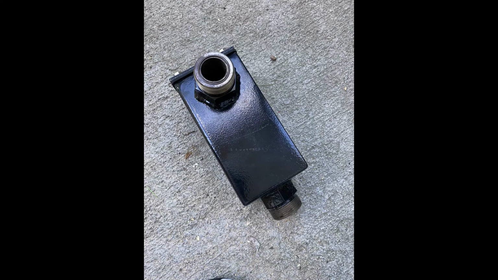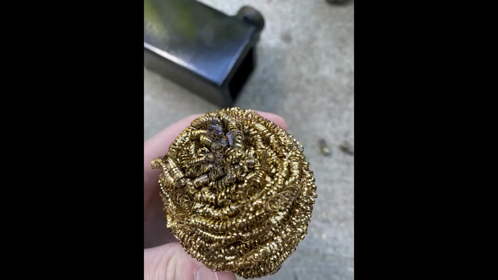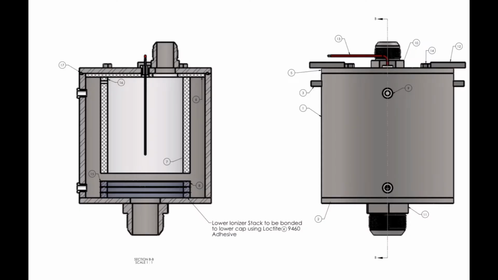As you can see here, this is the current design that Ingersoll Rand uses. It is essentially a metal box with an inlet and outlet. Inside, there is a steel wool ball that the air will pass through to remove the oil. The new design utilizes positive and negative forces to improve upon this design.